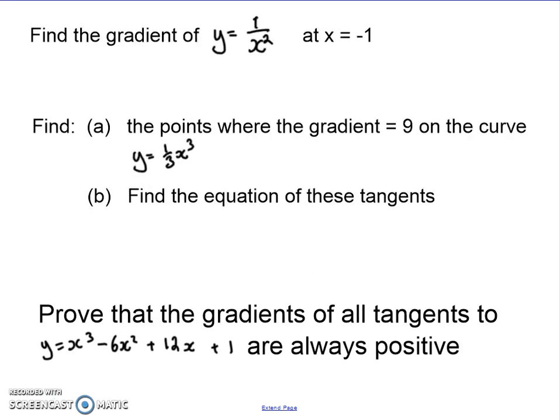First one, find the gradient of y equals 1 over x squared at the point x equals negative 1. Second one, find the points where the gradient equals 9 on the curve y equals a third x cubed, and then find the equation of the tangents at these points.